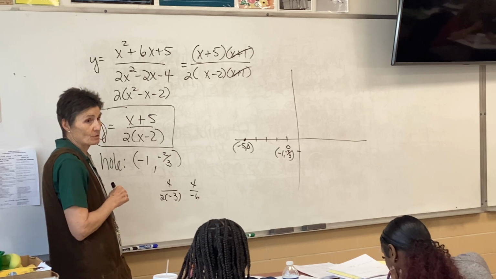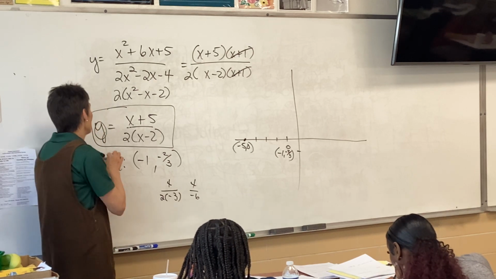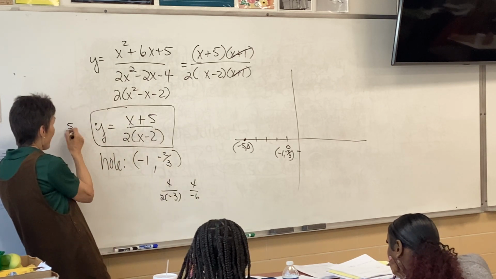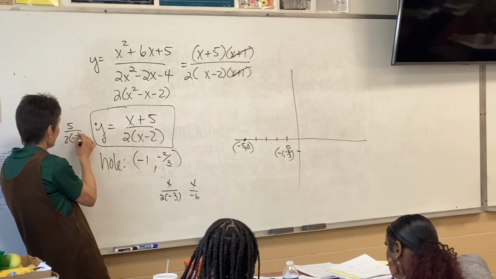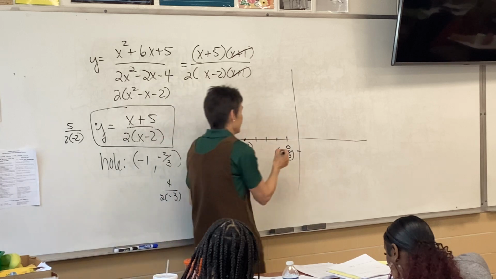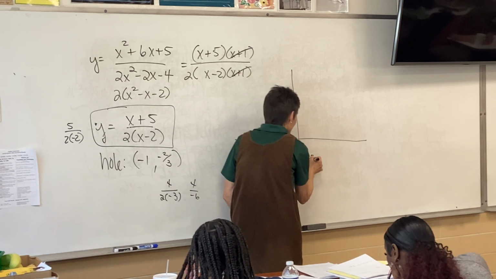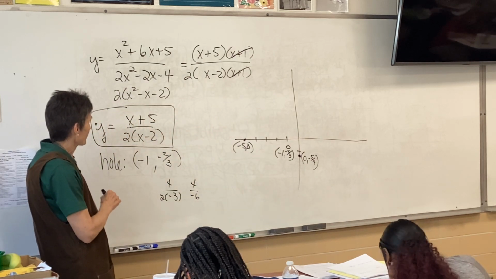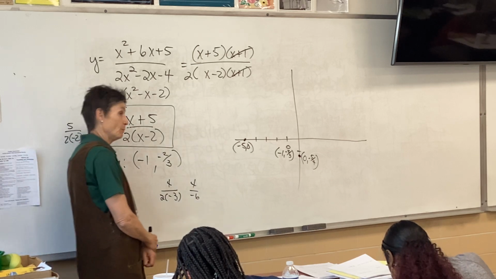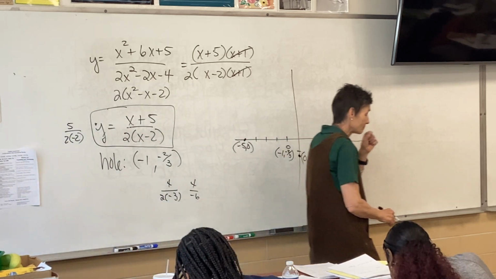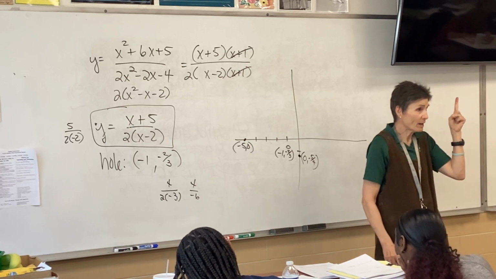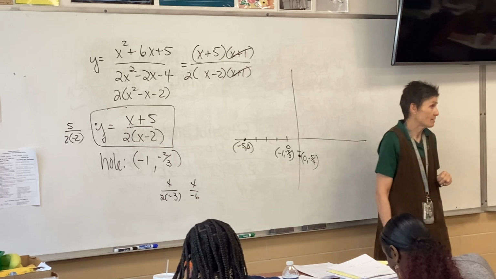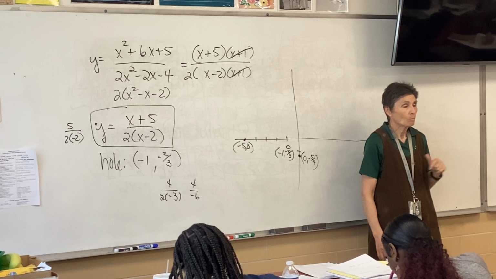Now, how do we get the y-intercept? We plug in 0. So we're going to plug in 0 for x, and that will give me 5 over 2 times -2, -5/4. So 0, -5/4, if I did my arithmetic right. X-intercepts come from the numerator. What makes the numerator 0? Y-intercept comes by letting x be 0. Okay? What else do we need in the picture?